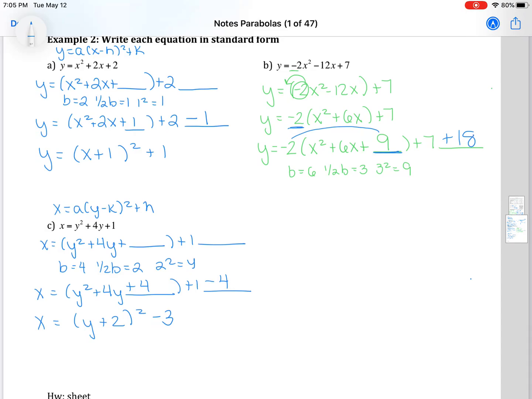So this is the extra bit. If there is a leading coefficient, you have to be so careful with the value that you are adding or subtracting on the outside. So now when we write this, we get y equals -2 (x plus 3) squared, x plus 3 being our perfect square. And we have 25 on the outside.